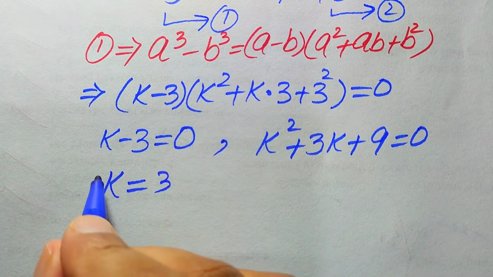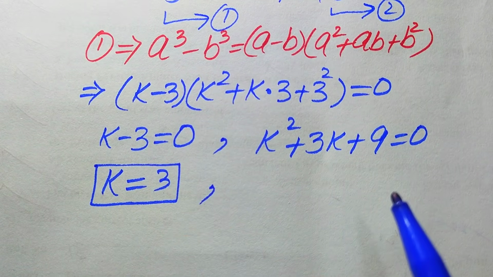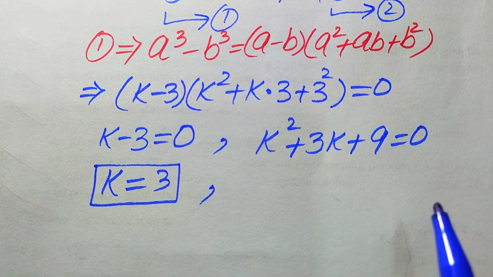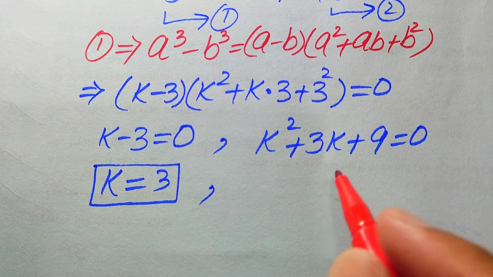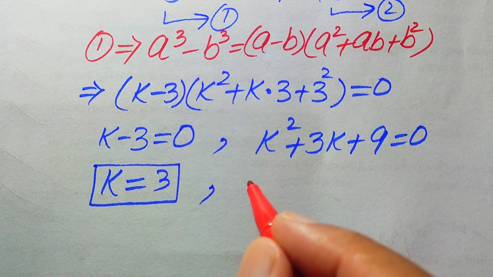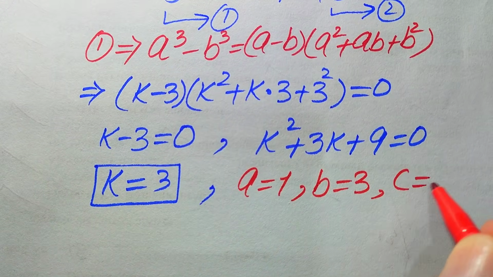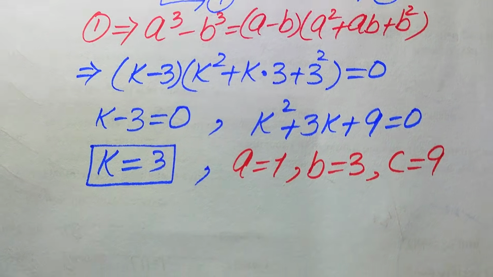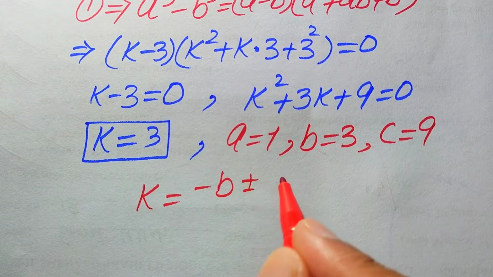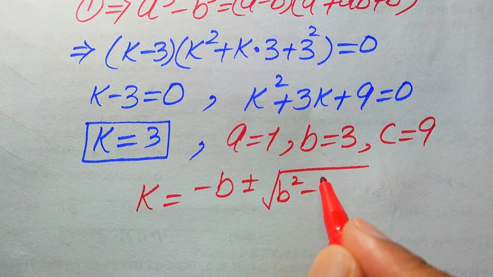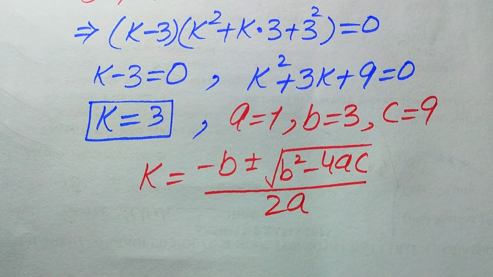From here we move minus 3 to the right hand side and we get the value of k equals plus 3. This other one is a quadratic equation, and we apply the quadratic formula to solve it. For this first we write the coefficients: a equals 1, b equals 3, and c equals 9. We state the quadratic formula as k equals minus b plus minus square root of b square minus 4ac, divided by 2a.